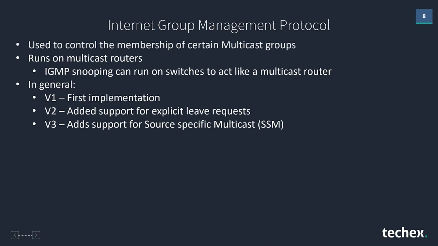We then have V3, which adds support for source-specific multicast, as we mentioned already, which allows you to source your multicast traffic from a specific source device. That adds a little bit of security, but mainly it's there for where you have, say, WAN networks where you want to really control how your multicast is used, where it is from, those kinds of things.